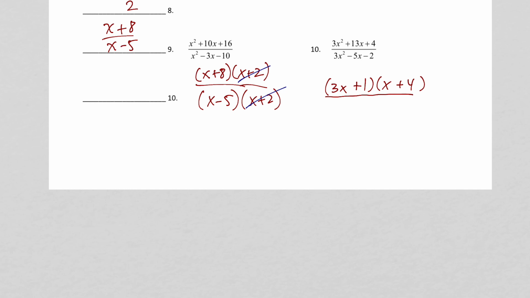On the bottom, we have a 3x and an x. I have a negative 2 and a positive 1. The first is 3x squared, the outer is negative 6x, the inner is positive 1x, that adds up to negative 5, and the last multiplies to negative 2. But now that cancels, and we're left with x plus 4 over x minus 2.